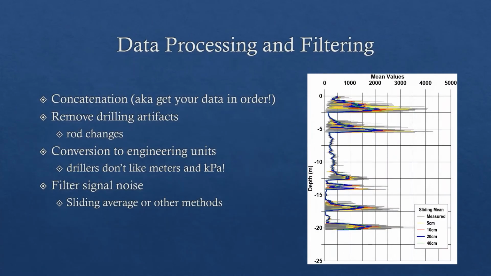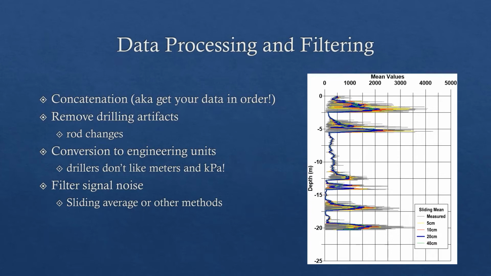So what we have to do when you get that data, you're getting a lot of information, so you have to concatenate the data. That means you have to put your data in order. Every little section that you drill, you just put them back to back, and then you remove the drilling artifacts. When you change rods, you're going to have some numbers that are meaningless. So you're going to remove that, clean that up, convert into appropriate engineering units, and remember, drillers in this country don't like meters and kPa. In fact, my students love meters and kPa, but they have no idea what it means.